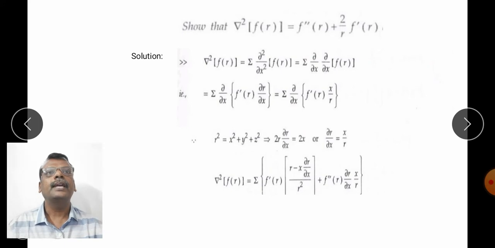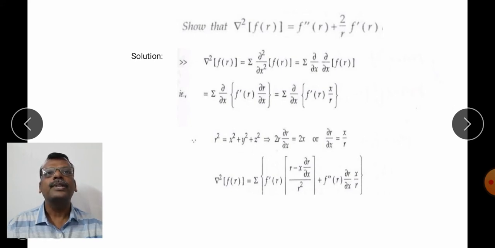Now show that del square of f of r is equal to f double dash of r plus 2 by r into f dash of r. Now coming to the solution, del square of f of r is equal to, for simplicity we take summation, summation dou square by dou x square of f of r, that is equal to summation of dou by dou x of dou by dou x of f of r.